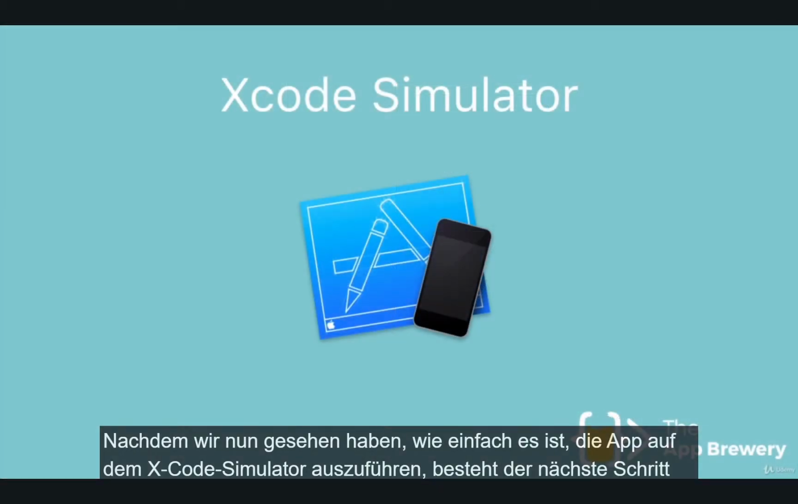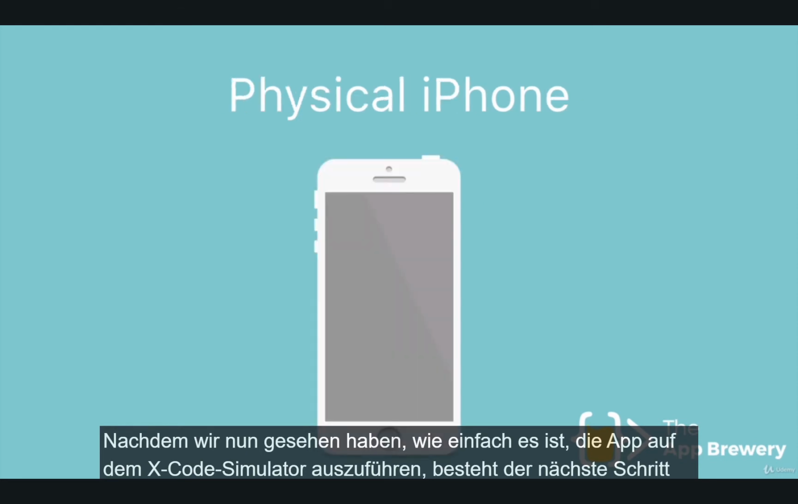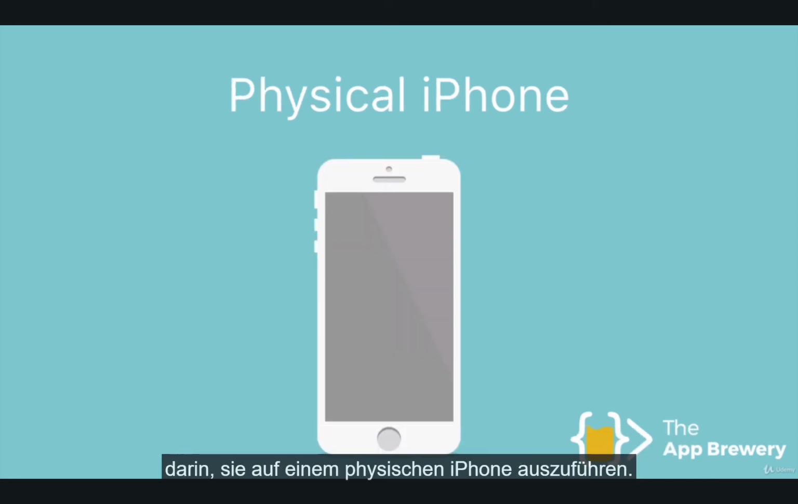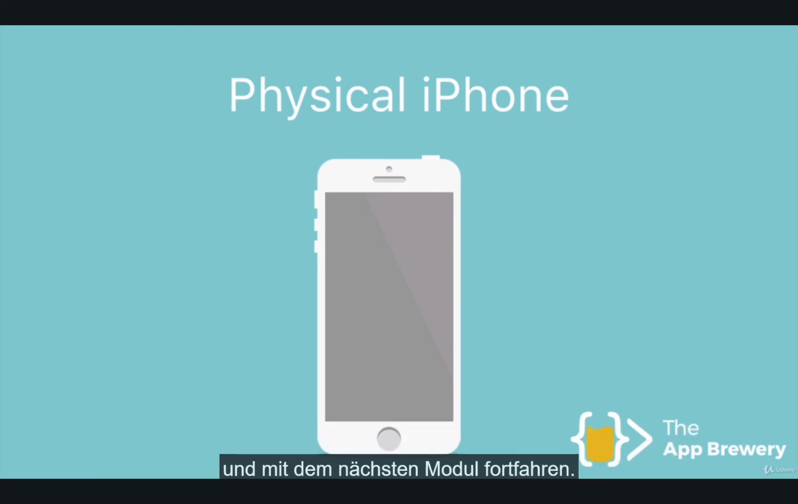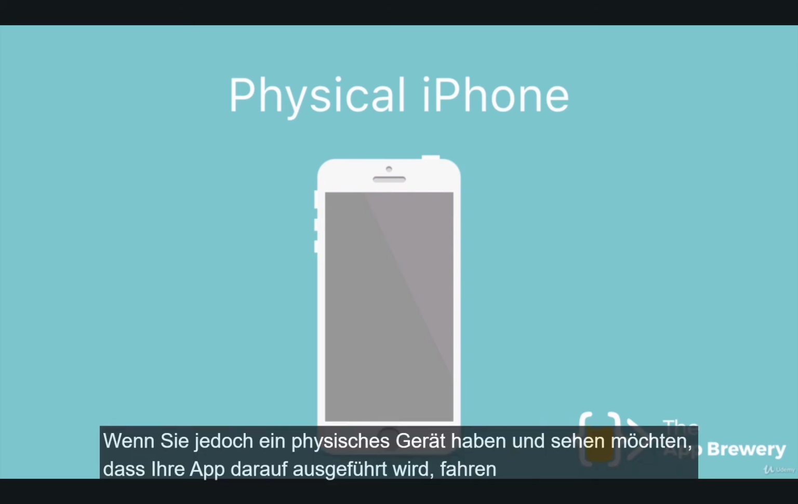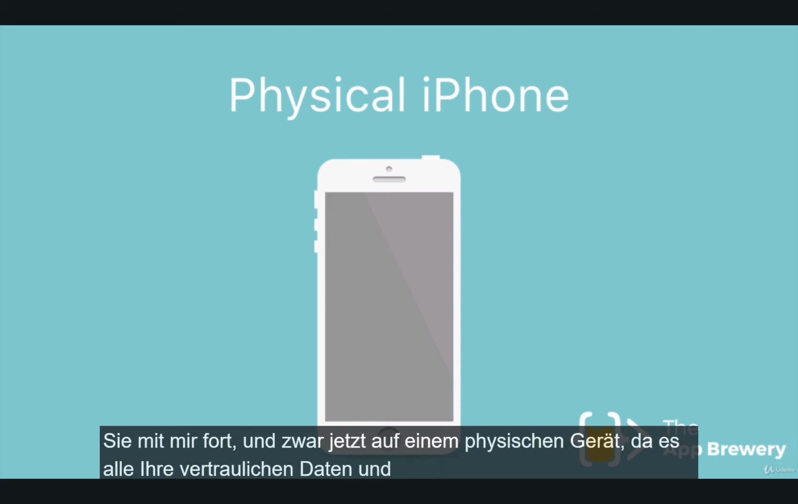So now that we've seen how easy it is to run the app on the Xcode simulator, the next step is to run it on a physical iPhone. Now, if you don't have a physical iOS device, say an iPhone or an iPad, then feel free to skip the rest of this lesson and continue on to the next module. But if you do have a physical device and you want to be able to see your app running on it, then continue ahead with me.